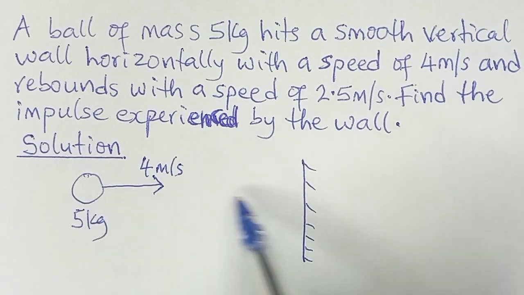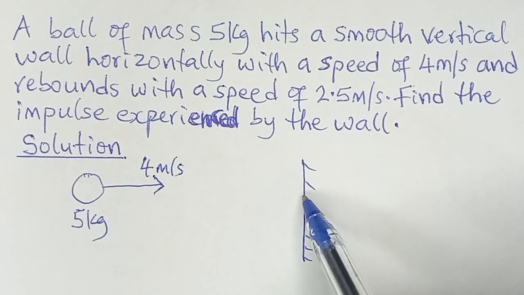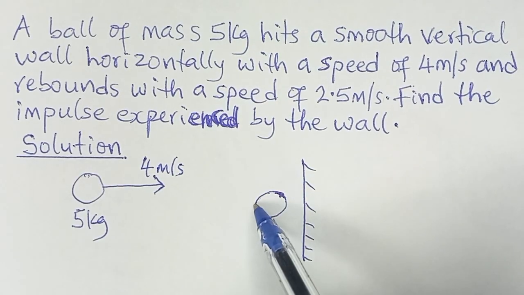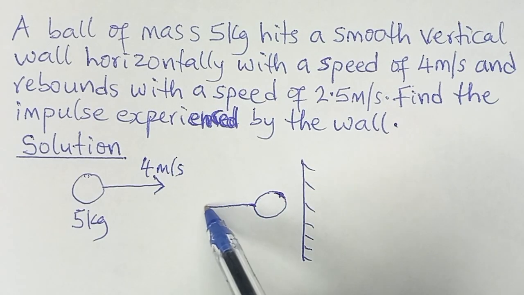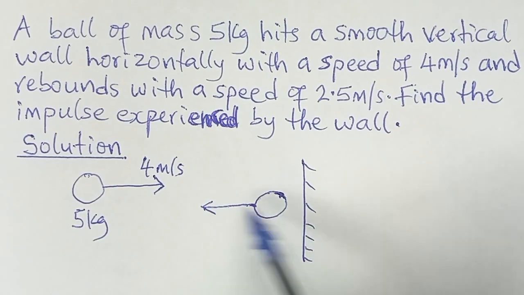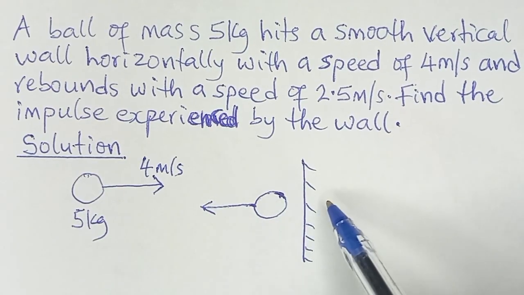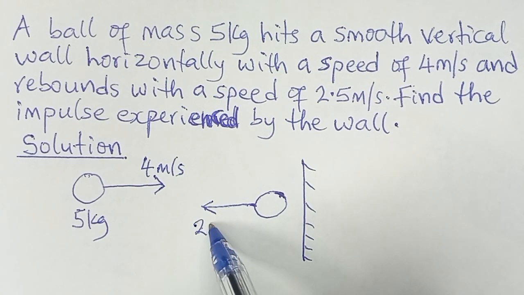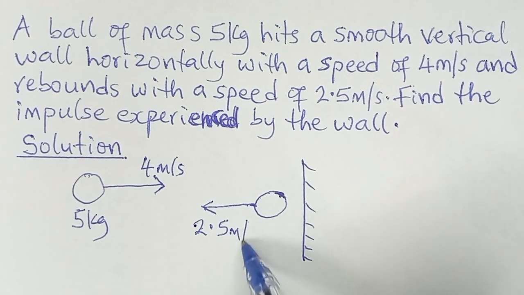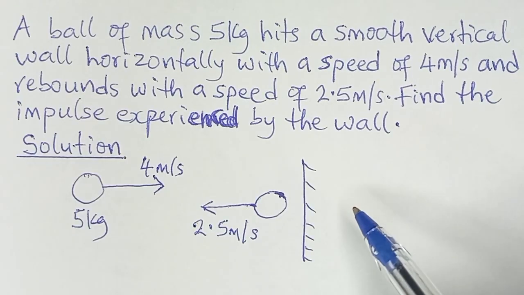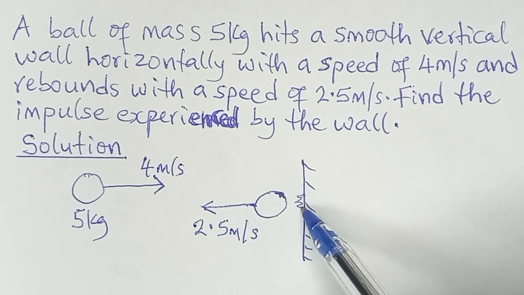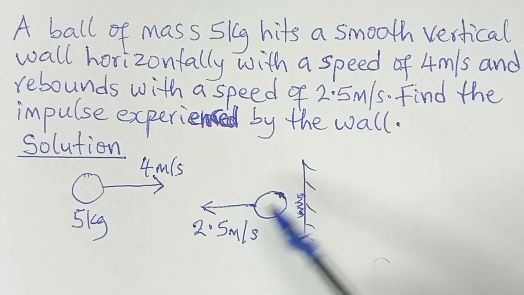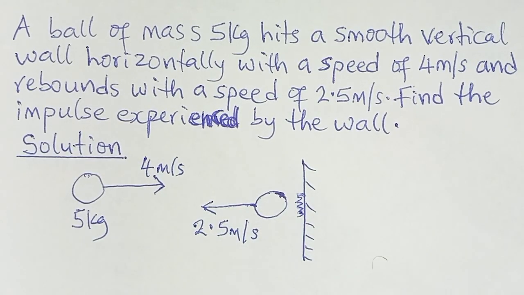Now this ball comes to strike the wall, and in the process it rebounds. That means it goes in the opposite direction from where it is coming from. After hitting the wall, it goes back in this direction with a speed of 2.5 meters per second. And then we're asked to find the impulse that the wall experiences. So this is just a little illustration of what we have there.